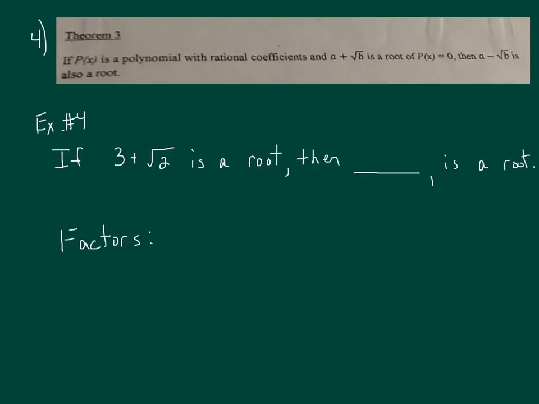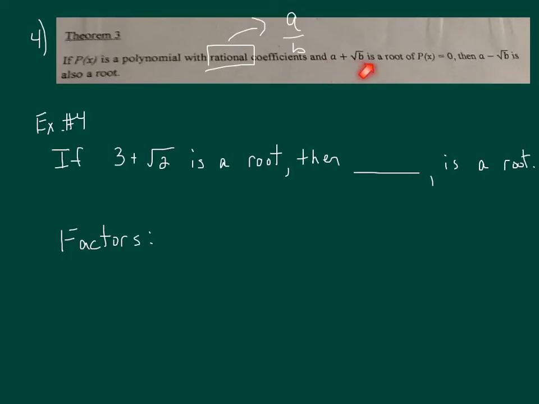Okay, Theorem 3. Let's read this one together. This one's a lot like the second one that we did. If p of x has rational coefficients here, rational, not just real, rational. That's an important word. Underline that. Remember, rational is anything that can be written as a fraction, a over b, with no radicals, like 1/2 or 6. That's important for one of your homework problems tonight.